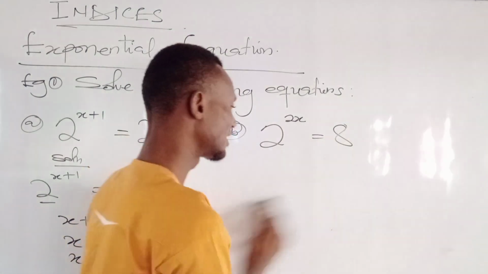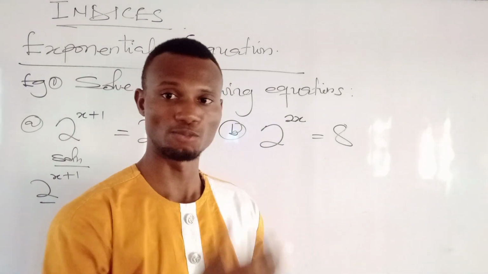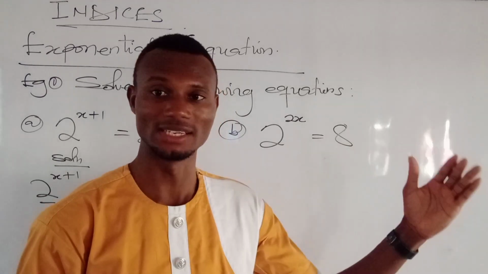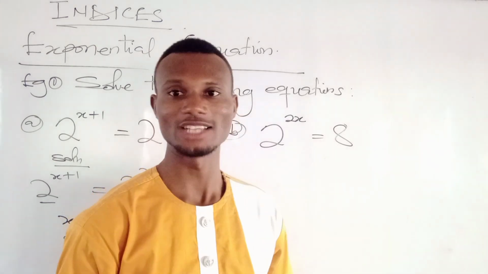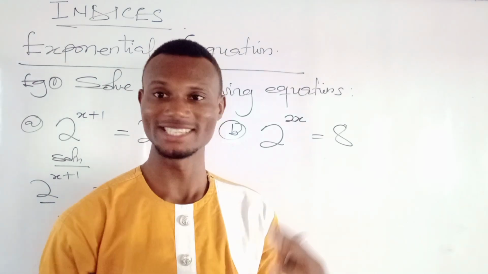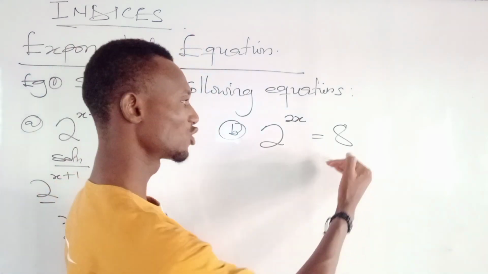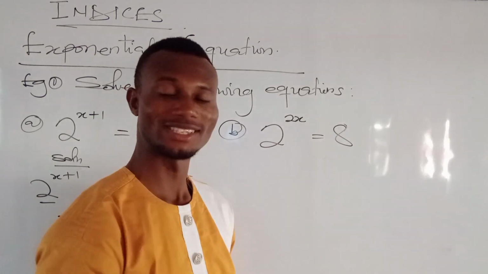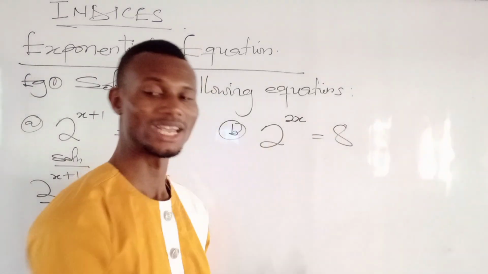Now it means that you have to be aware of how to express numbers as a product of prime factors, because writing this 8 as 2 to the power something is the same as expressing the 8 as a product of prime factors, or as a product of prime numbers, which I've already taught you in the previous videos. Please just watch the videos on that topic and you will get the understanding. So we are going to write this 8 as 2 to the power something, in other words, express it as a product of prime numbers, so as to get the same base as this 2, then we can equate the powers.